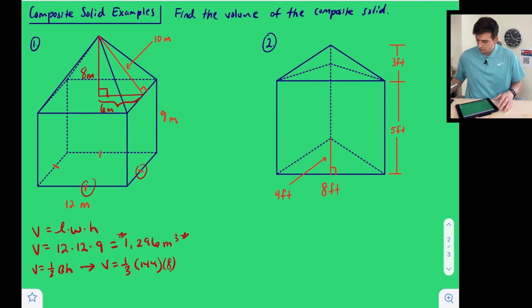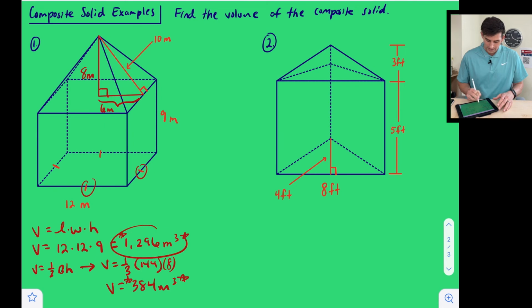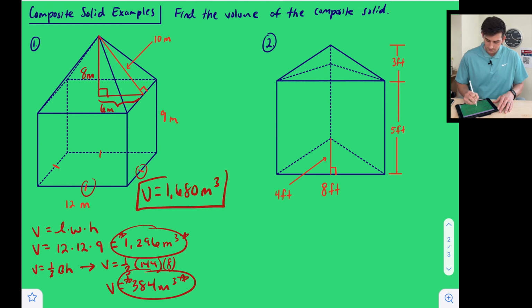Now we can do 144 times 8. We can divide that by 3. So we get a volume of 384 cubic meters for our pyramid. Now what we're going to do is add these two volumes together so that we can find the volume of the composite solid. So we'll add 384 to 1,296, and we get a composite volume of 1,680 cubic meters.